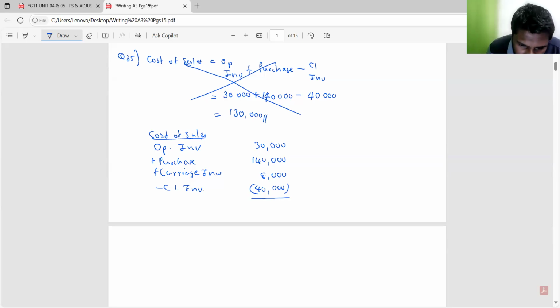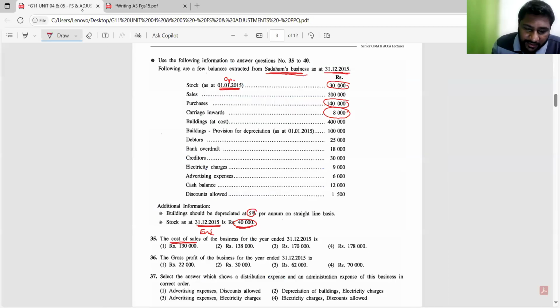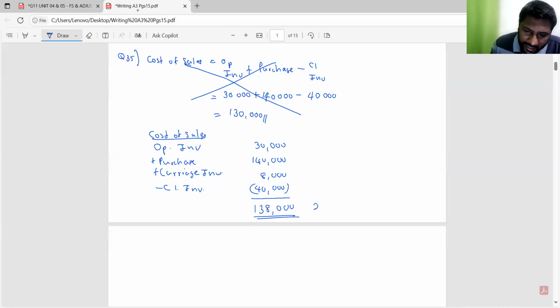Then what is the cost of sales value that we are getting? 178 minus 40, 138,000. This is the correct answer. So that answer is there in the second option.